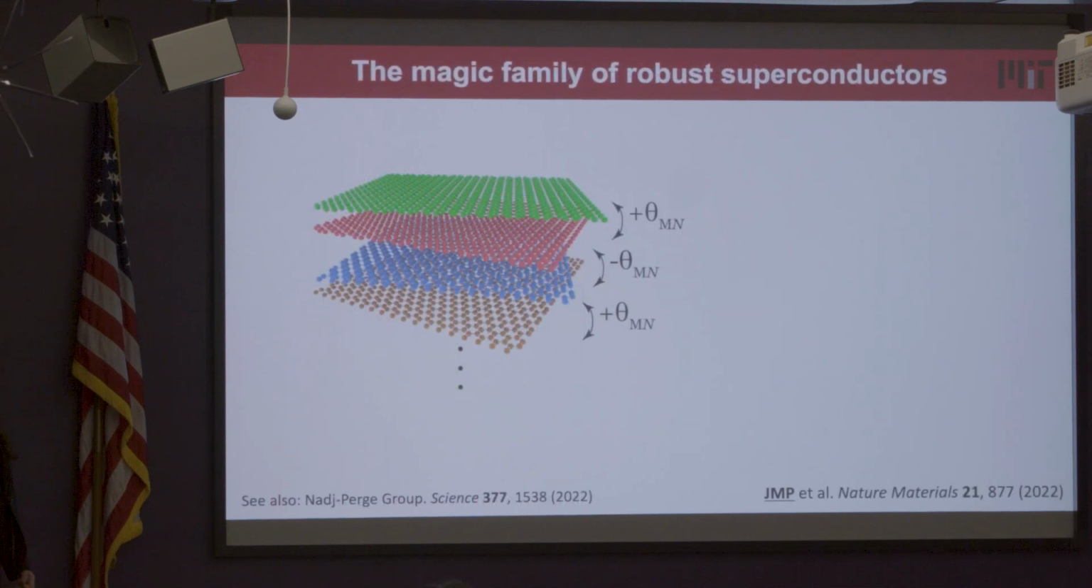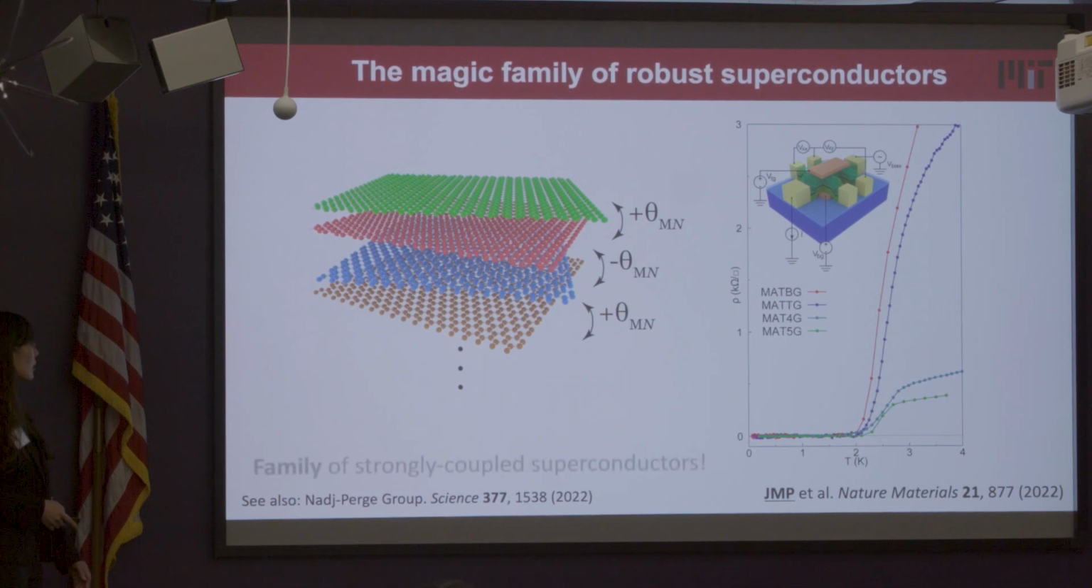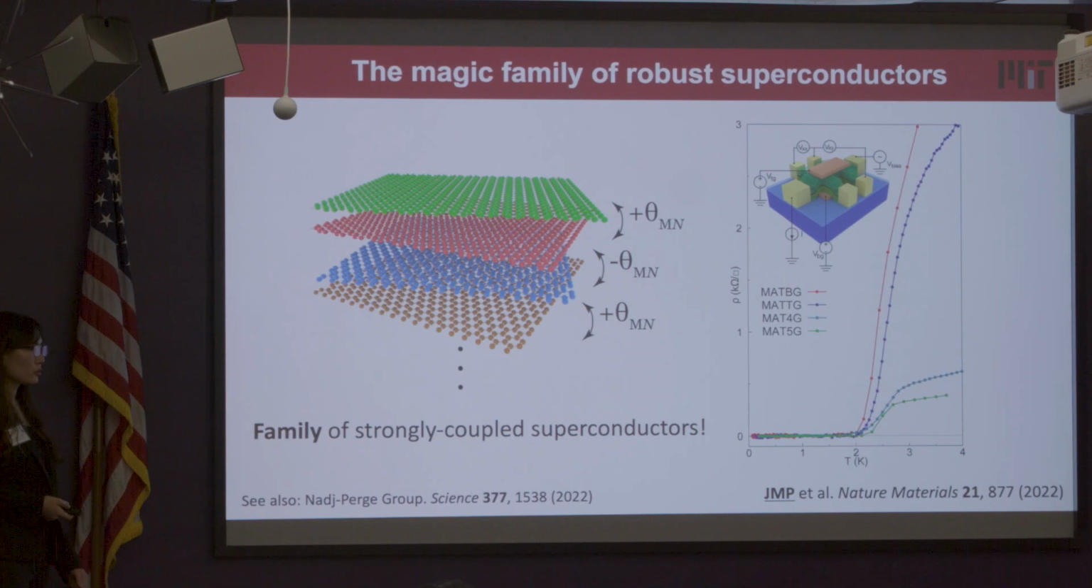And we have experimentally realized the structures up to 5 layers, and you can see the resistivity as a function of temperature for magic angle twisted bilayer graphene, twisted trilayer, 4-layer, and 5-layer, and you can see that they're all very superconducting. So we can say that we have established a whole family of strongly coupled low-density superconductors through this mechanism.